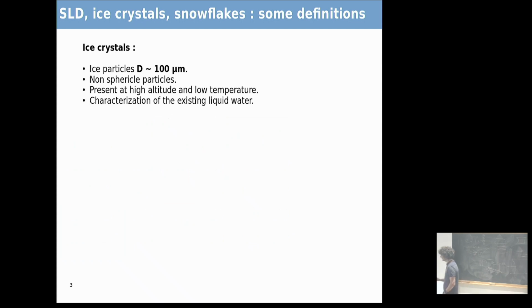What an ice crystal is, once again, everybody knows, but what we call ice crystals in the numerical codes we use are particles whose diameter is around 100 micrometers. They are non-spherical, which will have a large influence on a lot of models for us. They are present at high altitudes where liquid droplets are no more, and at low temperature. And the main point for ice crystals is the characterization of existing liquid water, since, as we will see, it's the main point for an ice crystal to stick to the wall, for erosion and sticking like that. So characterizing liquid water is the key point for ice crystals.